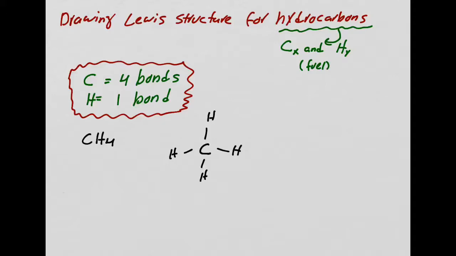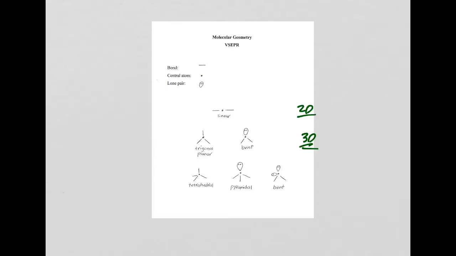Now, what is the geometry? Carbon has 1, 2, 3, 4 things around it. Look at the geometry sheet over here. That would be tetrahedral.